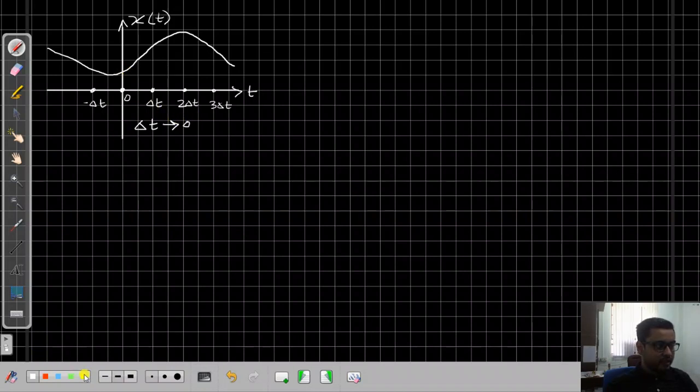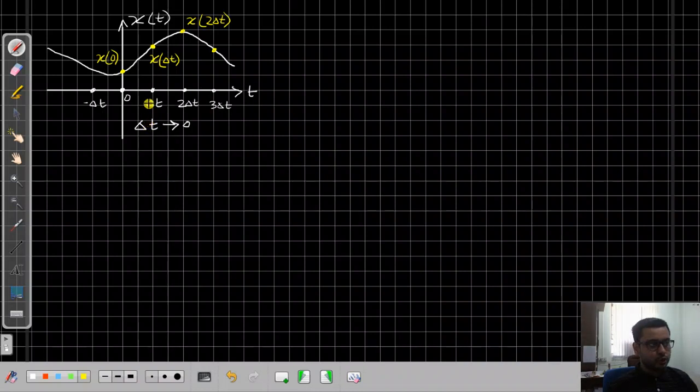Now the value of the signal x(t) at this point can be written as, say, x(0), at this point x(delta t), here x(2 delta t), and so on. So these are the heights of x(t) at these particular node points.